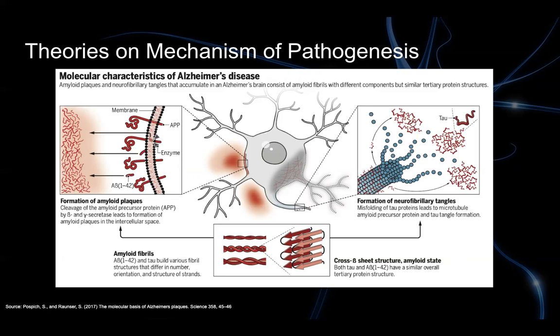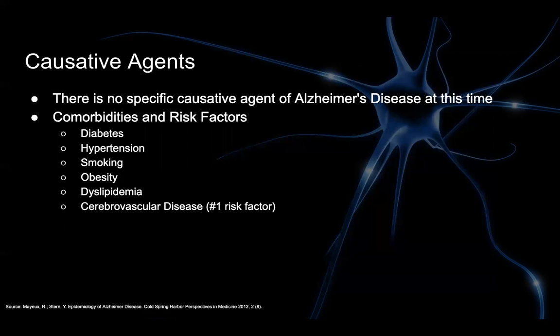Although it has long been known that amyloid beta and tau are some of the main pathologies in Alzheimer's disease, there are still many other factors that are not fully understood. The causative agent of Alzheimer's disease is fairly undefined at this point. There are several known comorbidities and risk factors for Alzheimer's disease, such as diabetes, hypertension, smoking, obesity, dyslipidemia, just to name a few. Cerebrovascular disease has been shown to be one of the top risk factors for Alzheimer's disease, such as ischemic stroke.